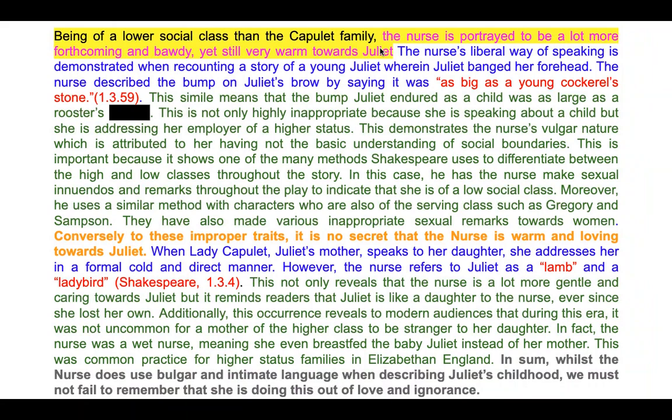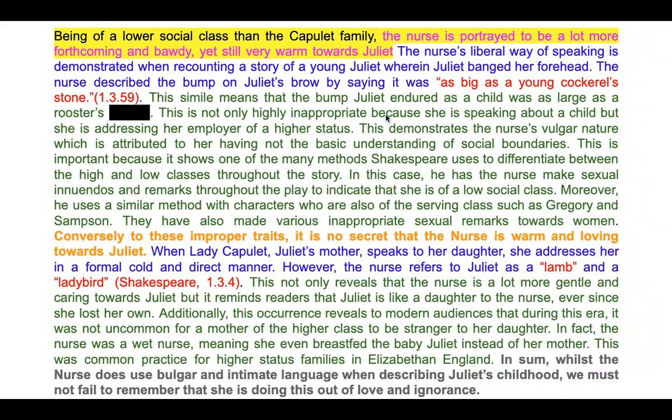The nurse's liberal way of speaking is demonstrated when recounting a story of a young Juliet wherein Juliet banged her forehead. The nurse described the bump on Juliet's brow by saying it was as big as a young cockerel's stone. My evidence, the author's words embedded in my context. So now the reader of my work will understand what's happening in the play. This simile, I've identified it, means the bump on Juliet endured as a child was as large as a rooster's, you know what. So that's level 1.